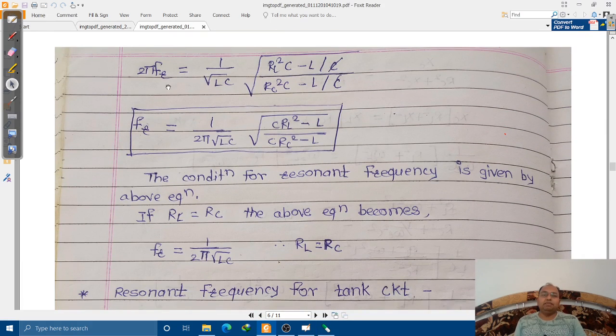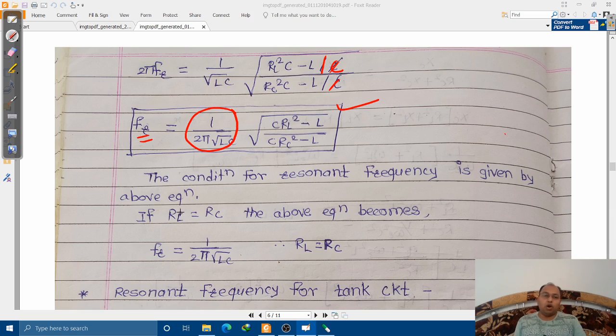Yes. So we did the same and we have found out the resonant frequency of a parallel circuit is nothing but 1 upon 2 pi root LC into under root of, okay, so we did the cross multiplication inside this bracket. So C into RL square minus L divided by C is there, and this also RC square into C minus L divided by C. So we can cancel out this C and this C. So this equation gets simplified like this. This is the resonant frequency of a series RLC circuit.